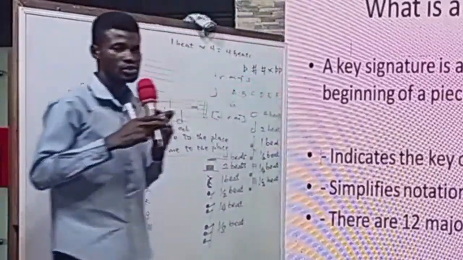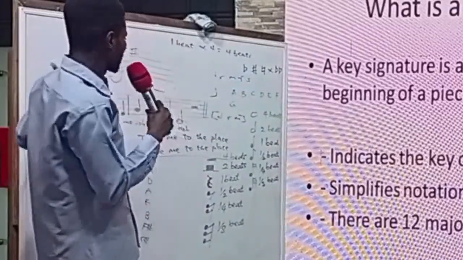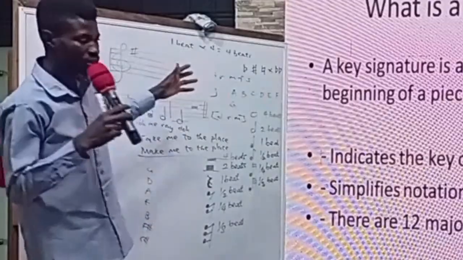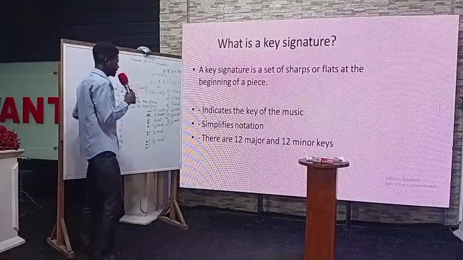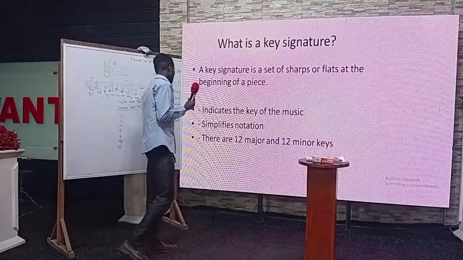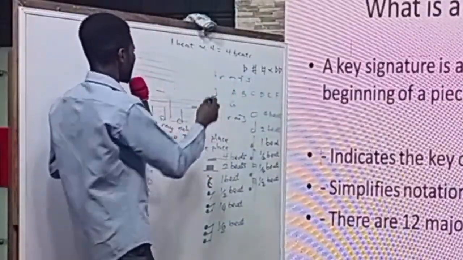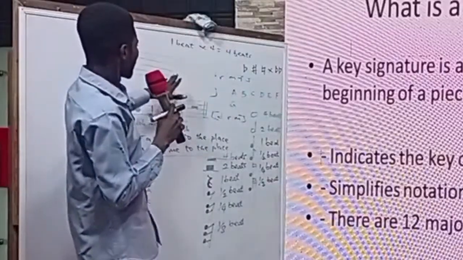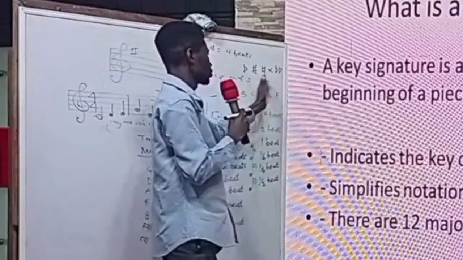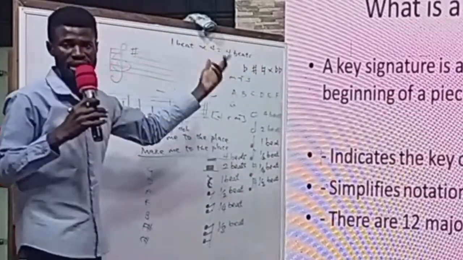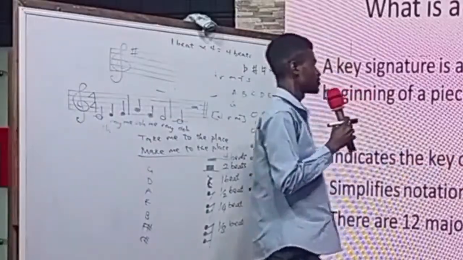So key signature is also very important because as a musician, if you are given a piece of music, you need to understand what is the key in which the piece of music is. And then it makes the notation simplified. It helps us not to make use of many accidentals. So that's it. We have 12 major and 12 minor keys altogether.